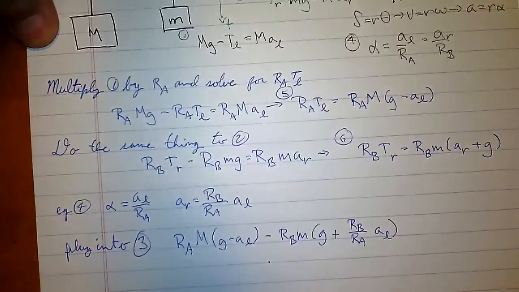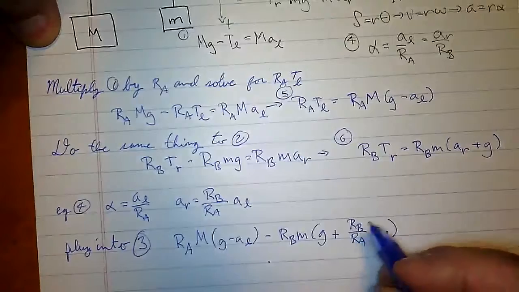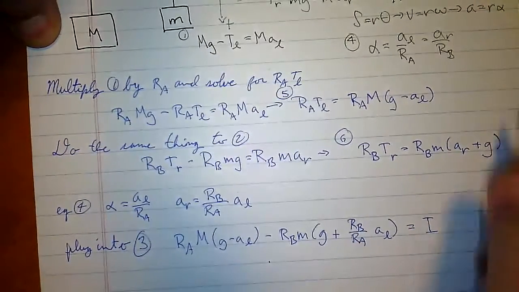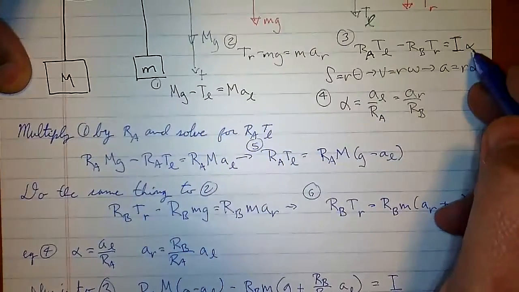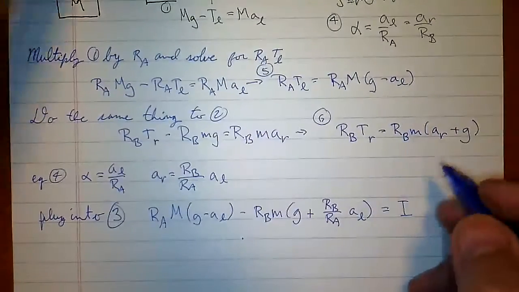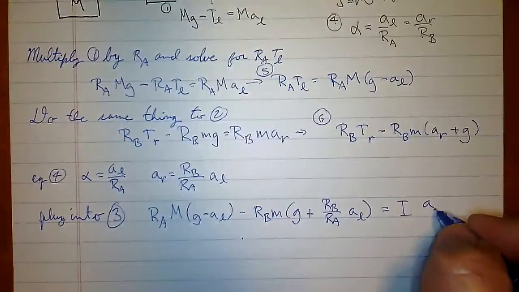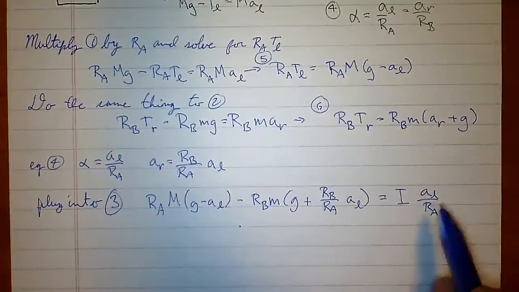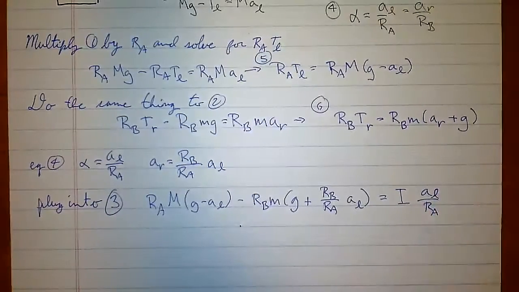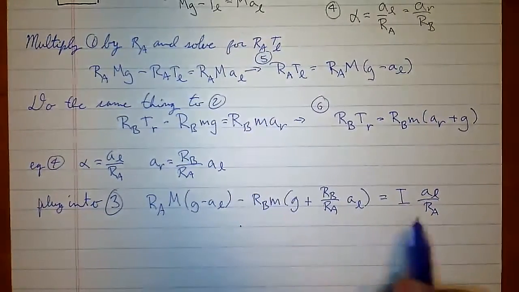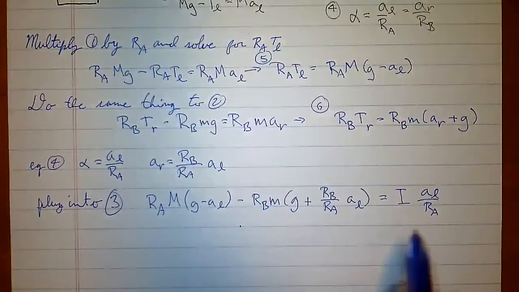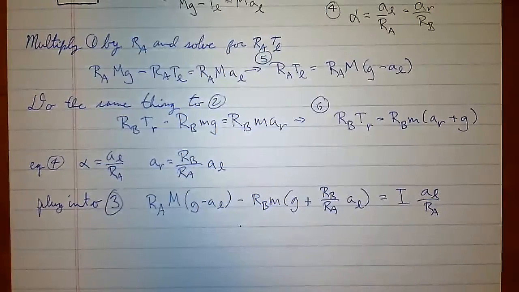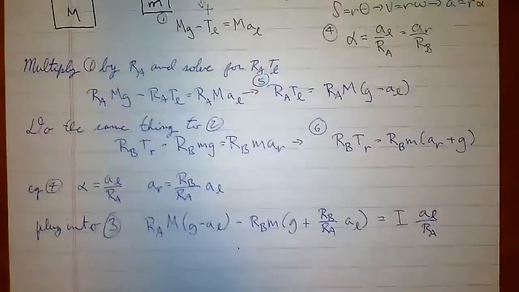And I can do the same thing, of course, in, I've already done that actually. This is going to be equal to I times A. And I is just plain I times alpha. And now this alpha here, I'm going to replace that with AL over RA. So I'm going to say AL over RA. And now I've got an equation whose only unknown is A sub L. So I'm going to distribute all these factors and negative signs, and then get all the ALs on one side, and then I'll be able to solve for AL. So I'll have actually the first acceleration that we're trying to solve for.